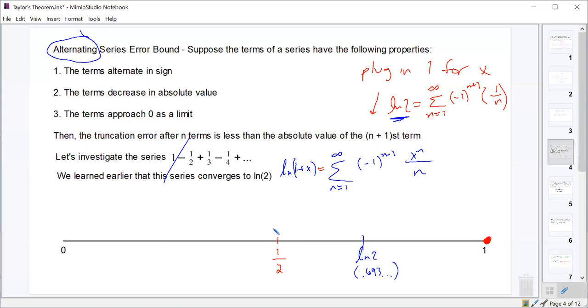So our next term, which was minus 1/2, right, is definitely more than 0.306. So we know that our error is always going to be less than this next term, which in this case, 0.306 is less than that next term of a half.